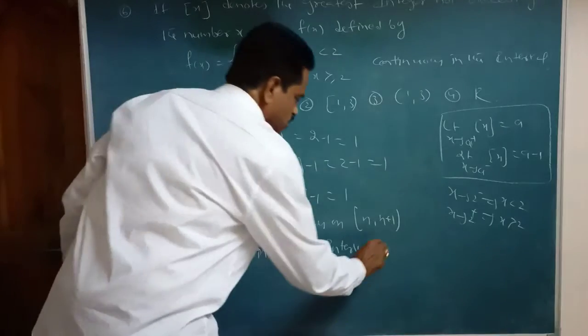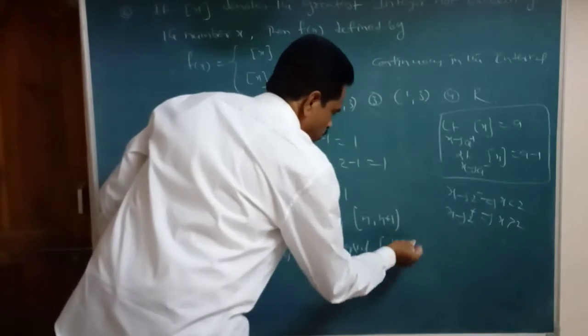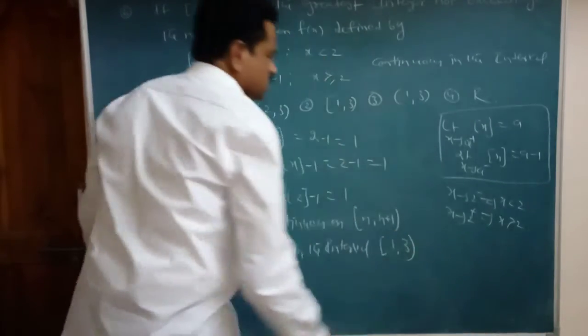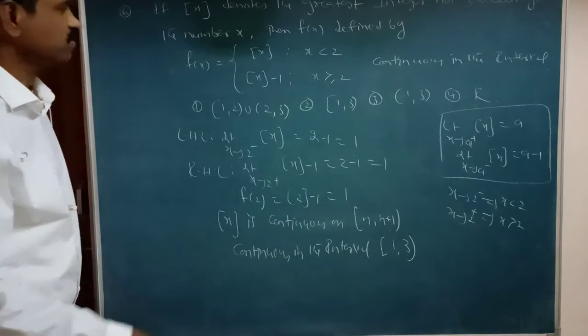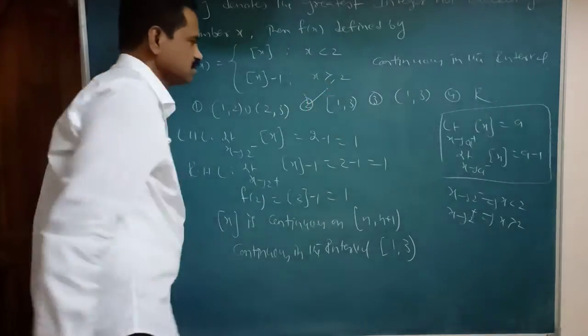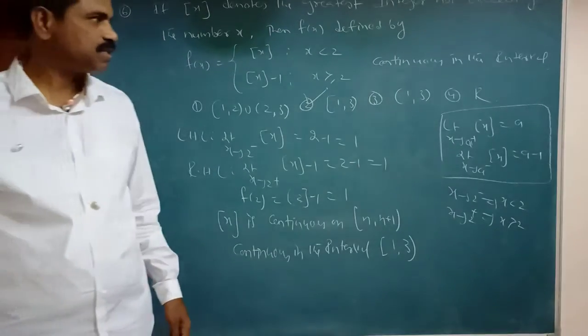2 below means 1, so it is including 1. 2 above means plus 1. It is open interval 3. Just 2 above. So which option is correct here? 1 comma. Second option.